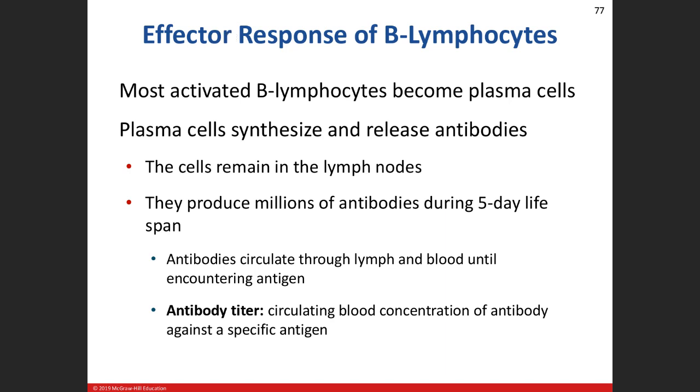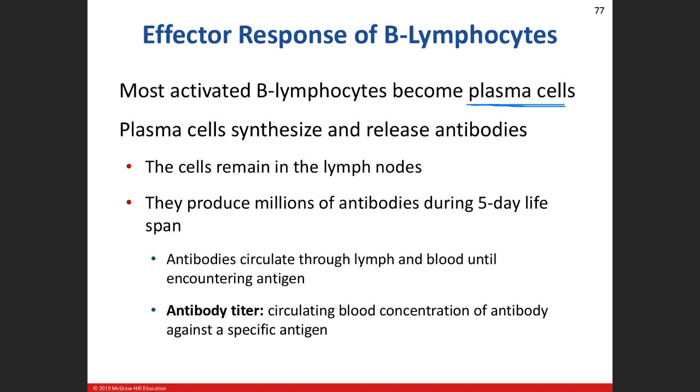The last effector response is for our B lymphocytes. Their effector response is to become another type of cell altogether, the plasma cell. And it's the plasma cell that makes and releases the antibodies into the circulation. Now, the interesting thing is they do this from afar. They're like the general, not of this whole process, but the general's not on the front lines. No, the general is at command center.